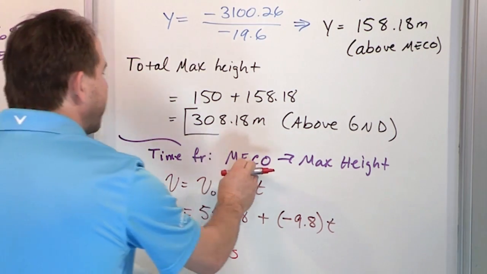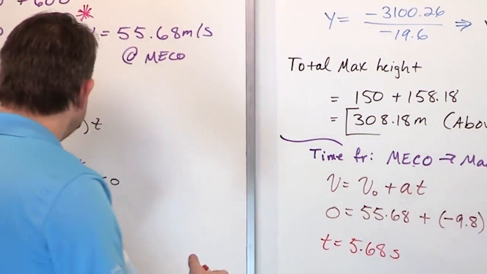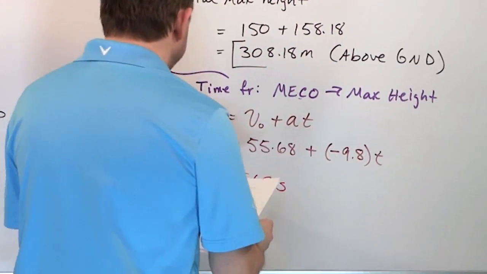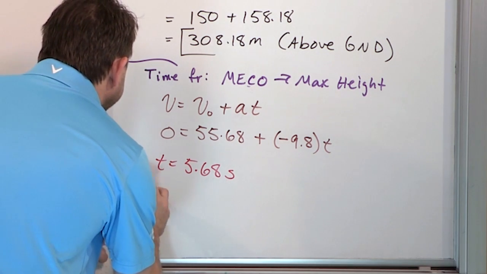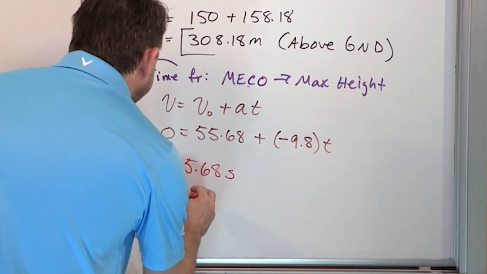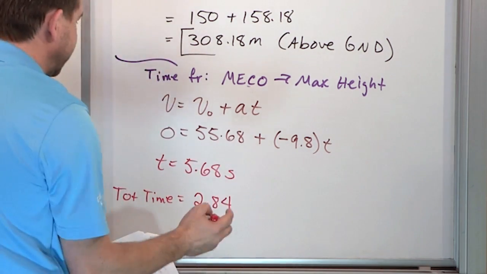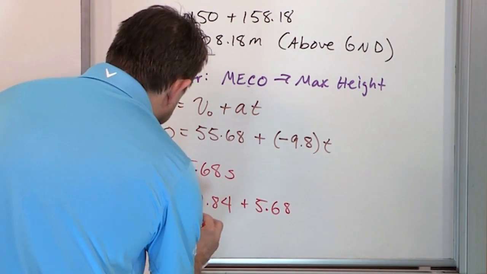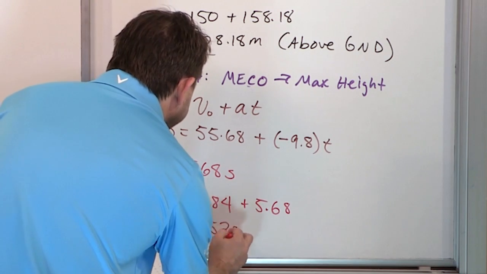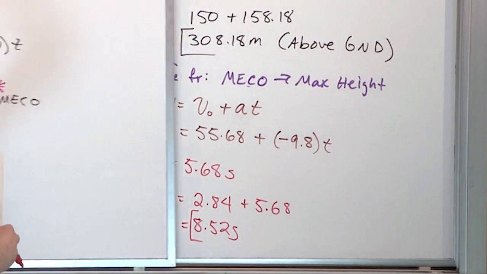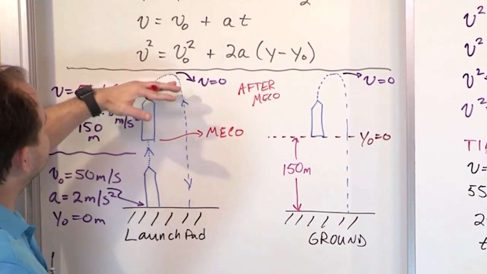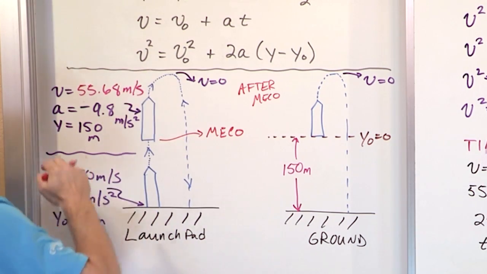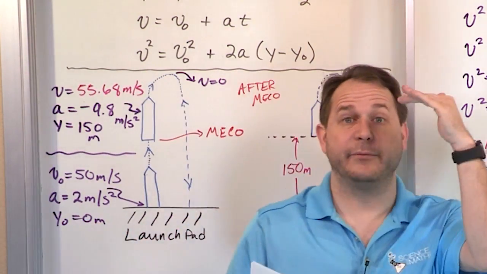This is the time from Mako to max height, and we know already that the time from ground launch to Mako is this, so to find the total time to max height, we just add them together. So the total time to max height is just going to be 2.84, which is the time from launch to Mako, plus the 5.68, which is the time from Mako to max height. So what you're going to get when you add those together is 8.52 seconds. That's the total time that the rocket takes from launch all the way up to the top, some of which is powered flight and some of which is essentially free fall with an initial velocity until it finally stops when the velocity is 0 at the top.